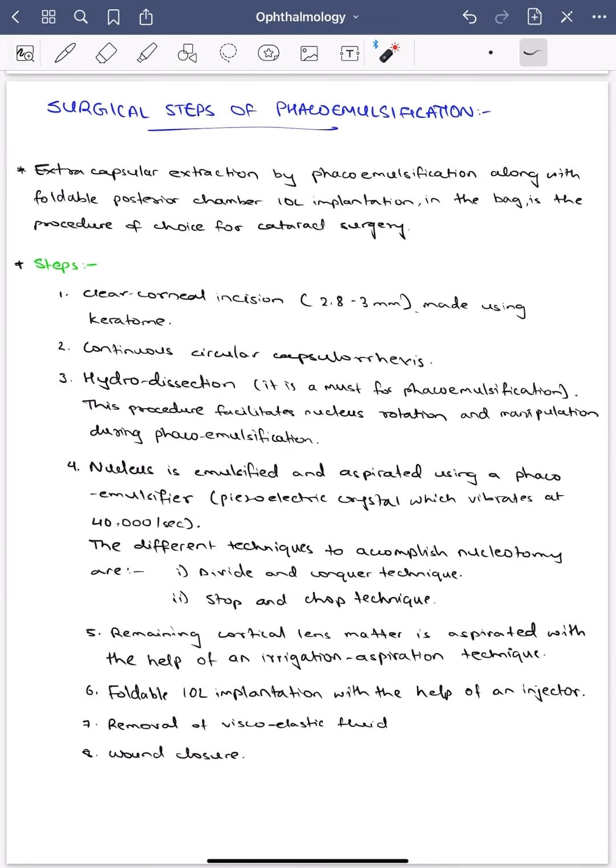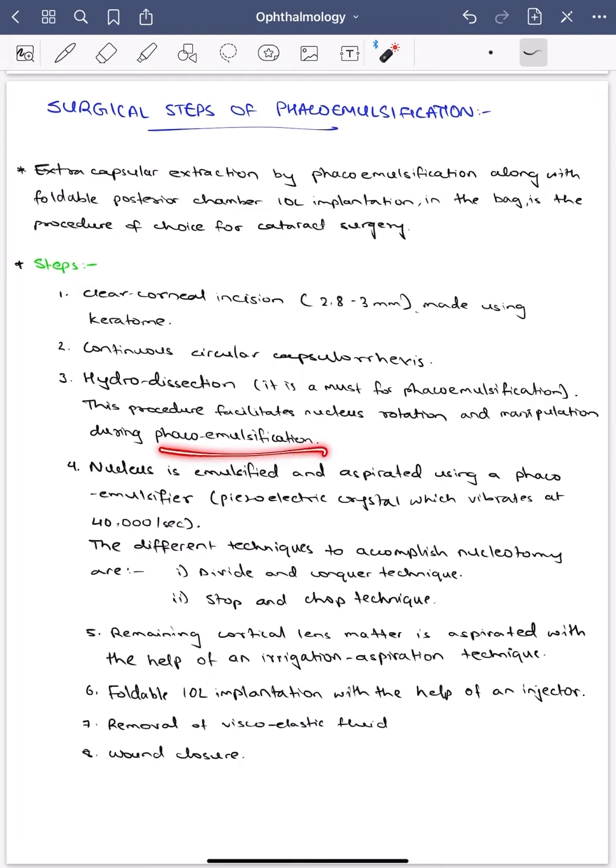Now let us discuss the surgical steps of phacoemulsification. Extracapsular extraction by phacoemulsification along with foldable posterior chamber intraocular lens implantation in the bag is the procedure of choice for cataract surgery. Now the steps of phacoemulsification: first, a clear corneal incision of 2.8 to 3 mm is made using the keratome. Second is the continuous circular capsulorhexis, that is the removal of the anterior capsule of the lens.